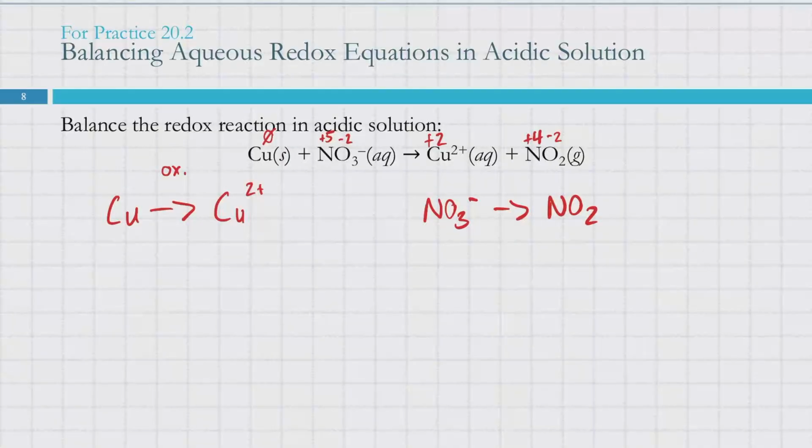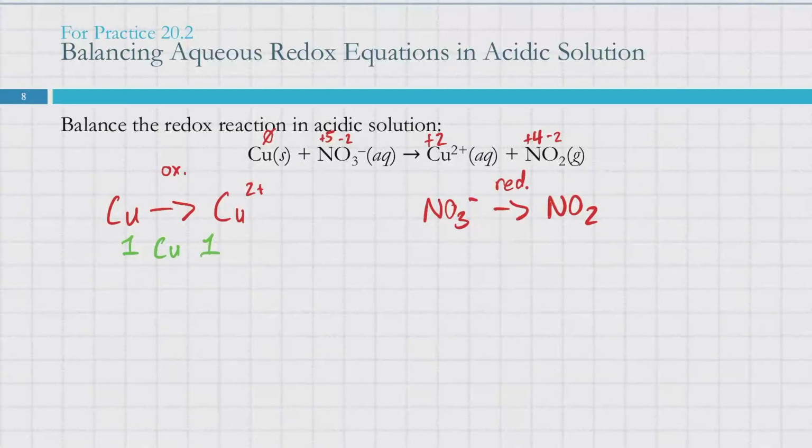This is our reduction half reaction, because nitrogen is going from +5 to +4, which is reducing, or a reduction in number or size or quantity, whatever you want to call it. Now what do we do? We balance mass. Nice, our oxidation half reaction is done for mass.